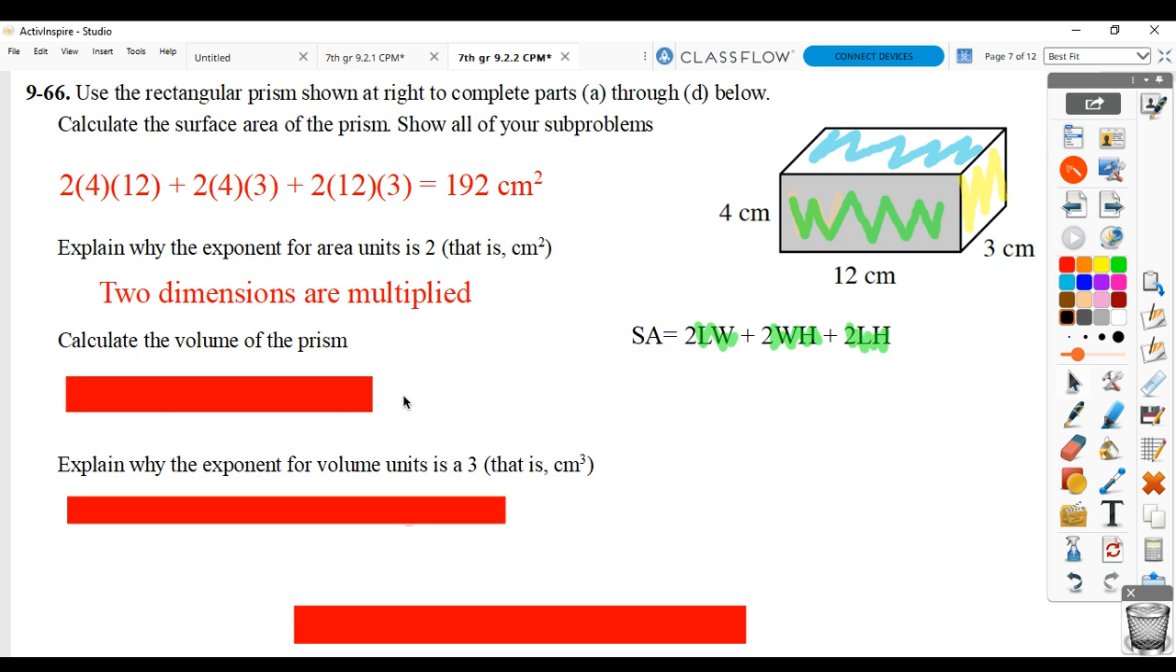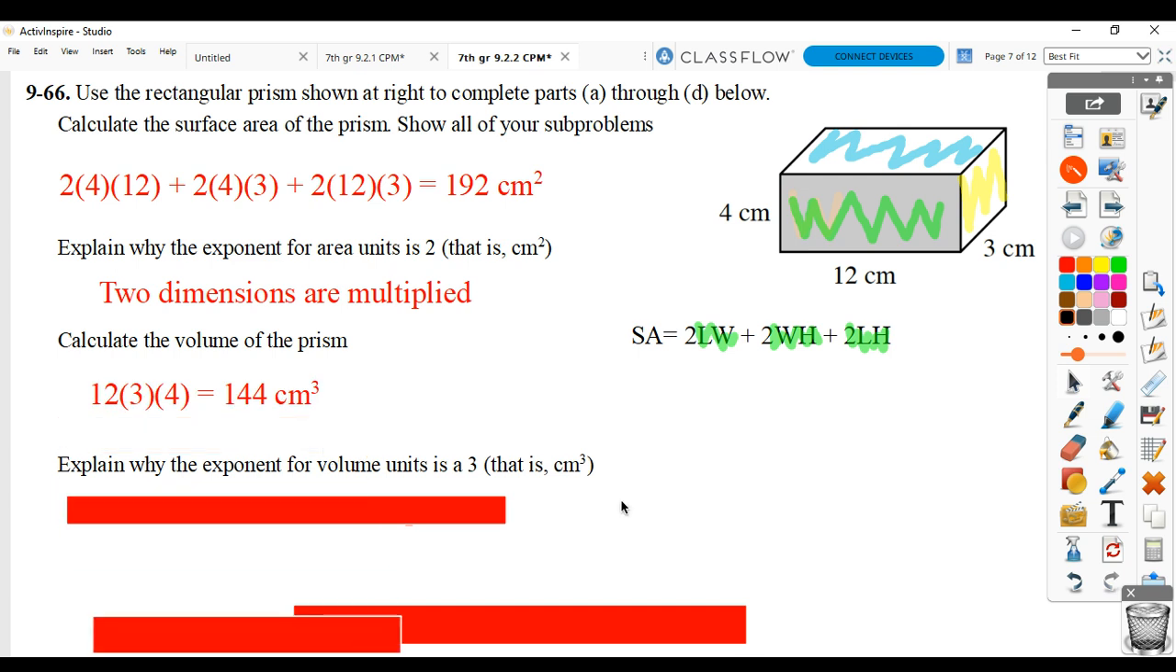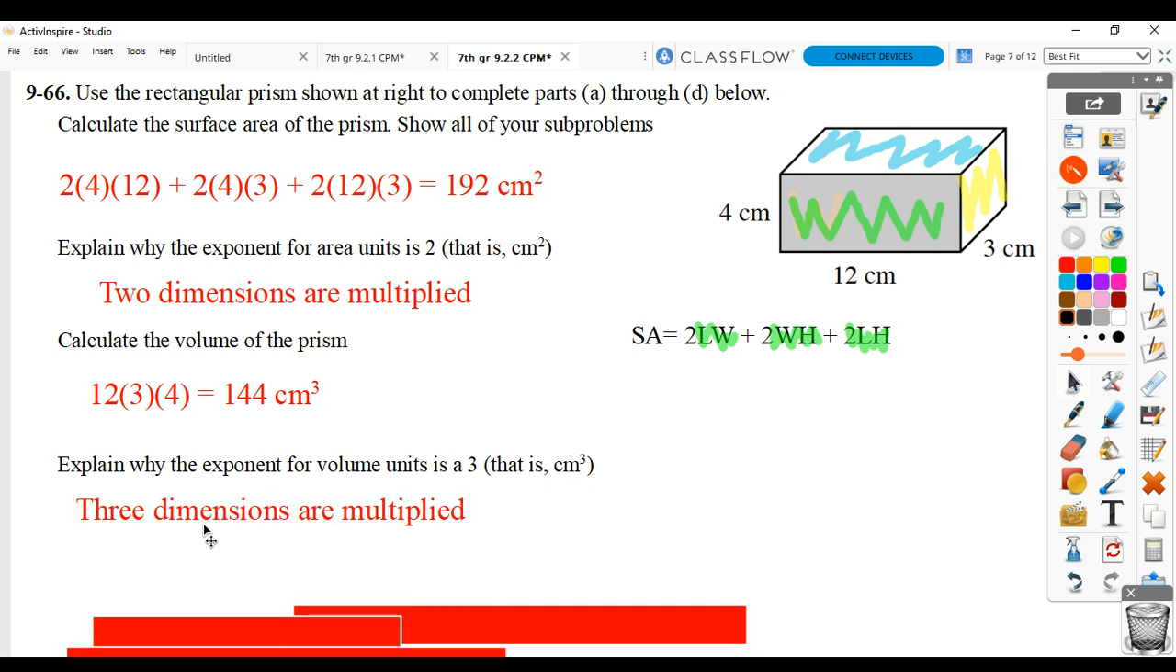Then they want you to calculate the volume of the prism. And we know that volume of a prism is just length times width times height. So 12 times 3 times 4, and that's 144 cubic units, in this case cubic centimeters. And then they want to know, why is the exponent for volume units a 3? In other words, why do we have cubic units? And again, that's because we're multiplying three dimensions. So centimeters by centimeters by centimeters is going to give you cubic centimeters.